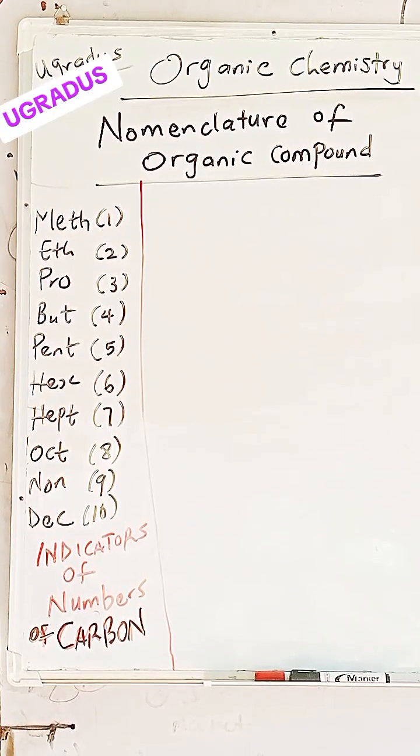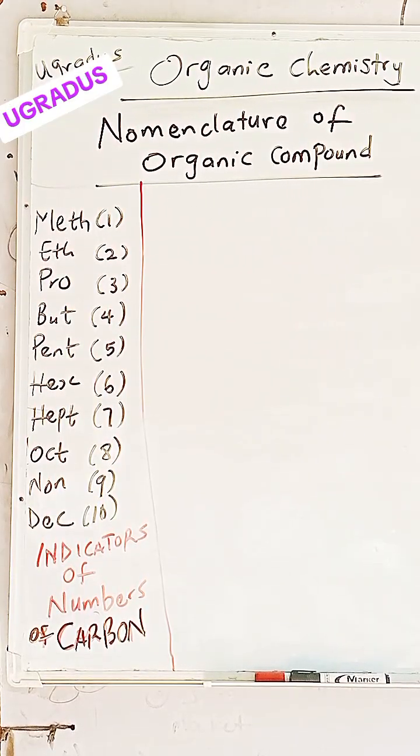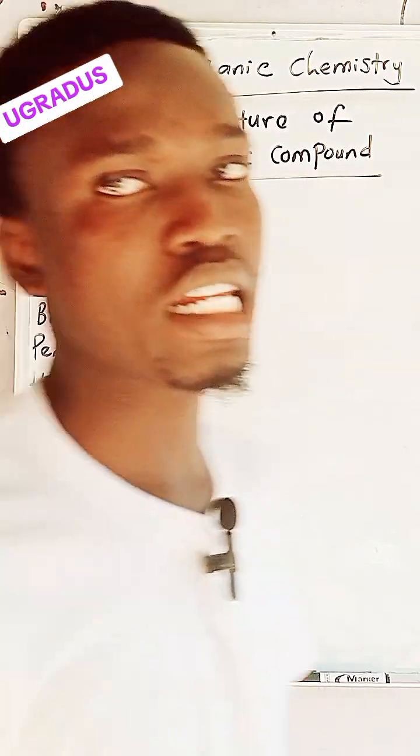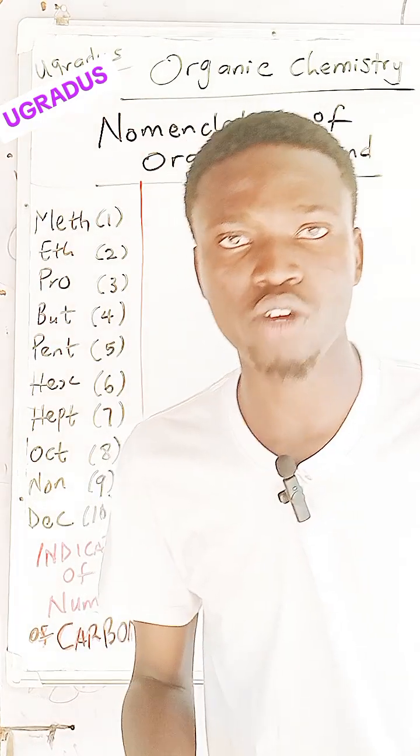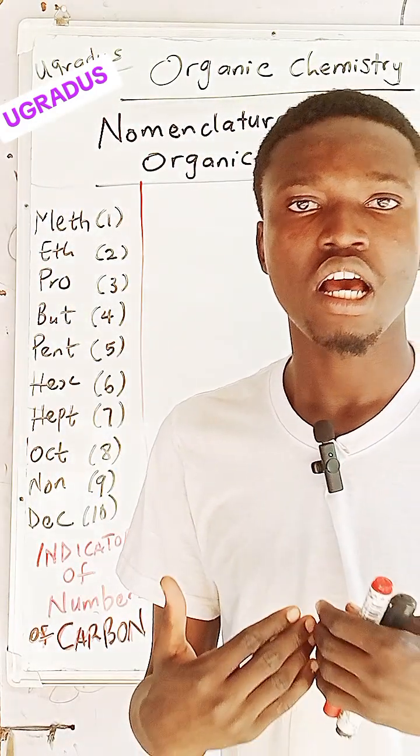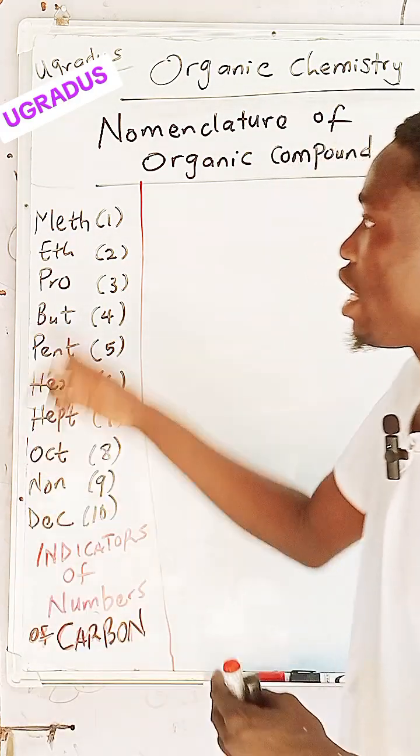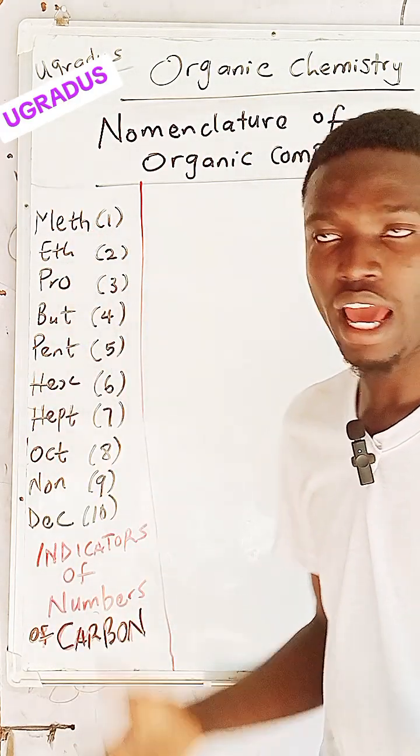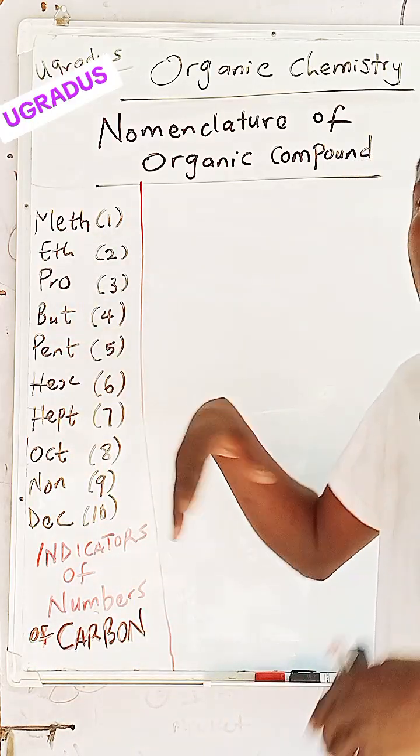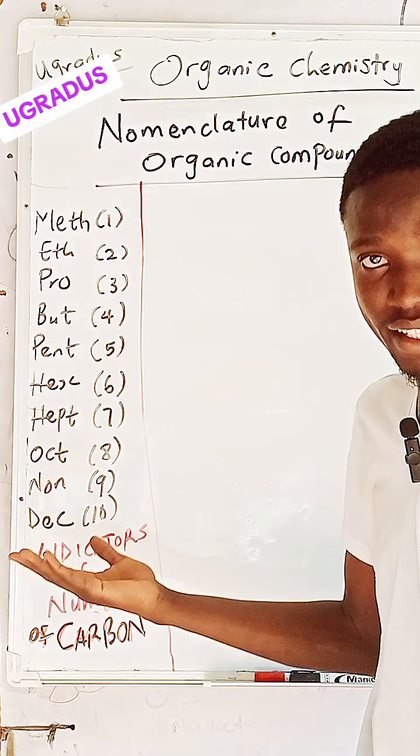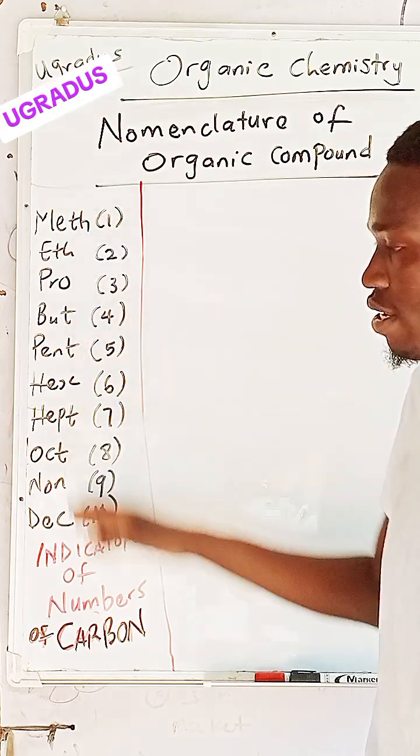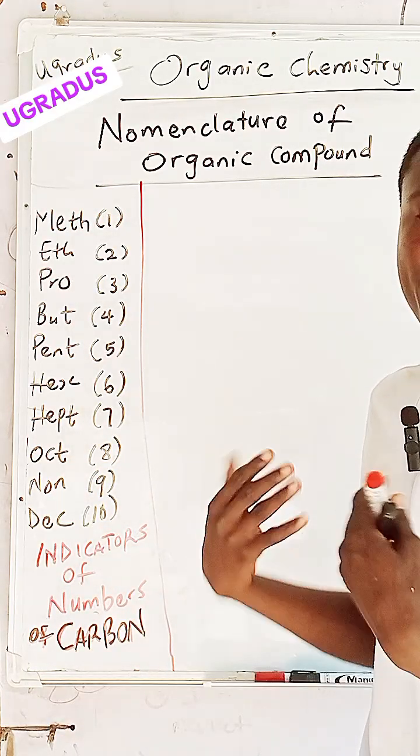Meth represents 1 carbon. Eth represents 2 carbon. Prop represents 3 carbon. And depending on the type of organic compound you are talking about, that is when you will know what we end it with. If it is alkanes, then if you pick meth, it's going to be methane, ethane. And if it is alkenes, it will be methene, ethene. So these are the prefixes that are being used in naming organic compounds.